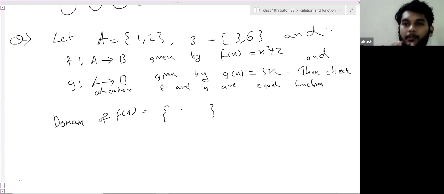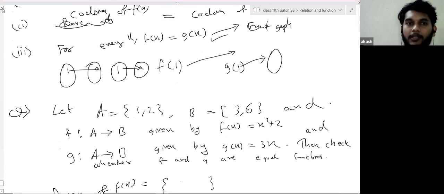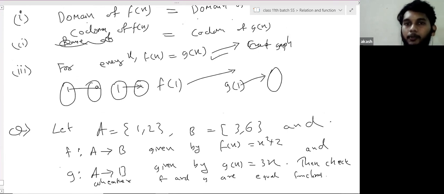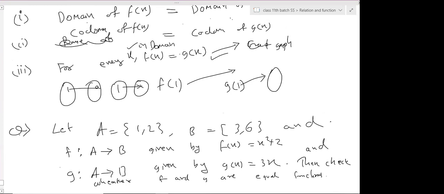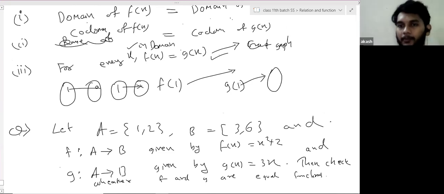See, listen to this again. No matter how much your intuition tells something, you don't have to listen to that. Specifically in this case, when you have to check for equality of functions, always look for these three things. Domain of f should be equal to domain of g. This is the first condition. Second condition is codomain of f should be equal to codomain of g. Third is for every x in domain, because you cannot put any value which is not in the domain, right? The definition of domain is that. So for every x in domain, f of x must be equal to g of x. These are the three conditions you must check. Even if one fails, they are not equal functions.